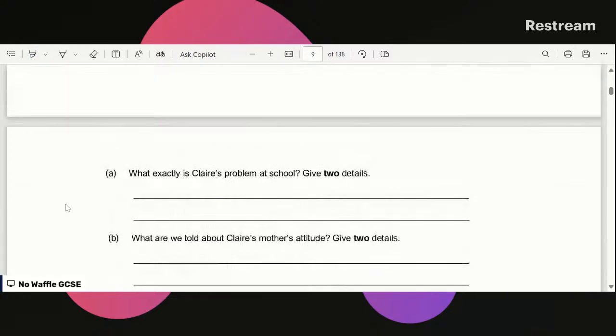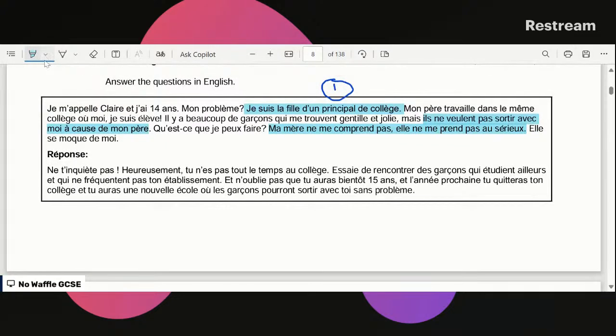What advice is Claire given? So, let's see. Heureusement, fortunately, tu ne seras pas tout le temps au collège. You will not always be in school. Essayez de rencontrer des garçons qui étudient ailleurs. You can find boys who study elsewhere. And that's 2 details, so that should be sufficient. Qui ne fréquentent pas ton établissement. So who don't go to your school or to your place of work.